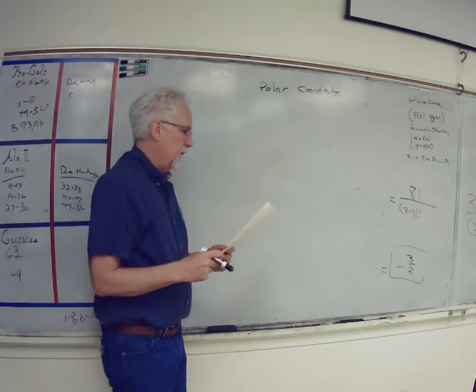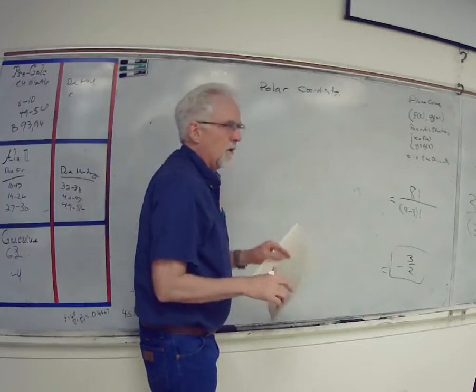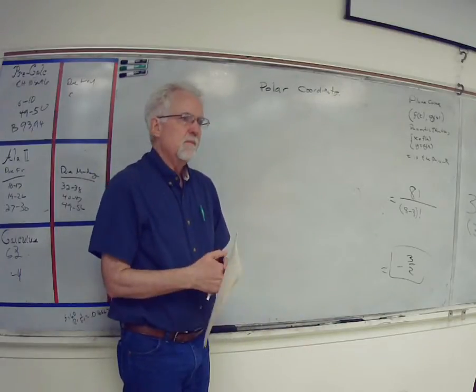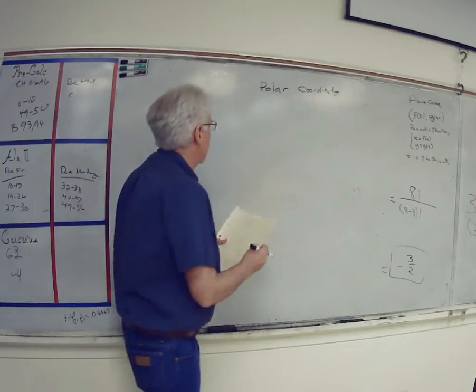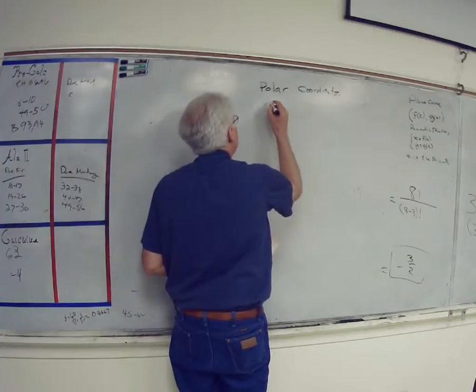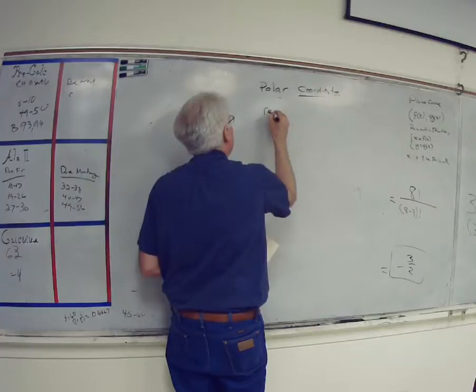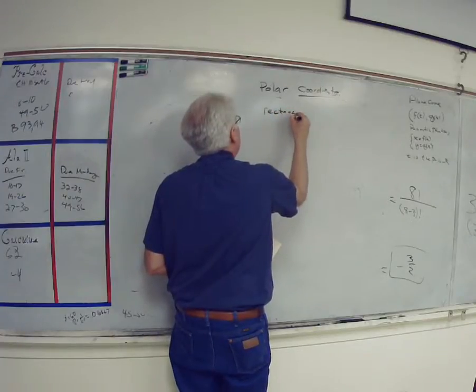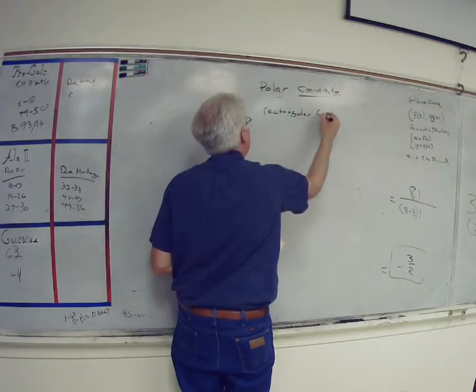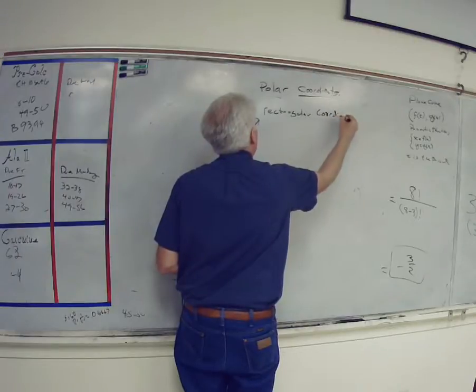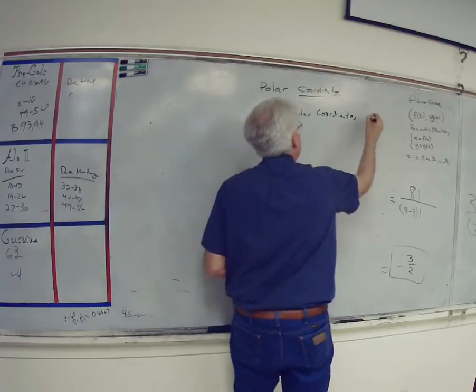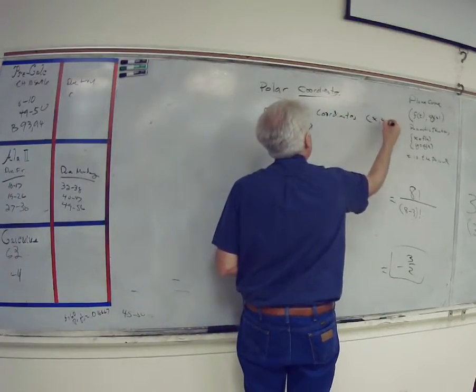Okay guys, today we are going to talk about polar coordinates. And really, if you think about it, polar coordinates are pretty easy. So let's understand there's polar coordinates, but what we normally use are rectangular coordinates. And a rectangular coordinate is just like an x and a y.